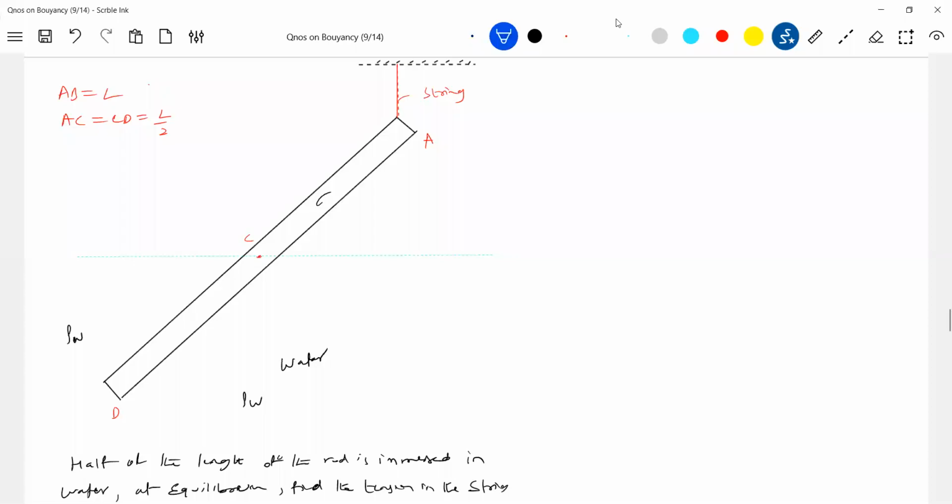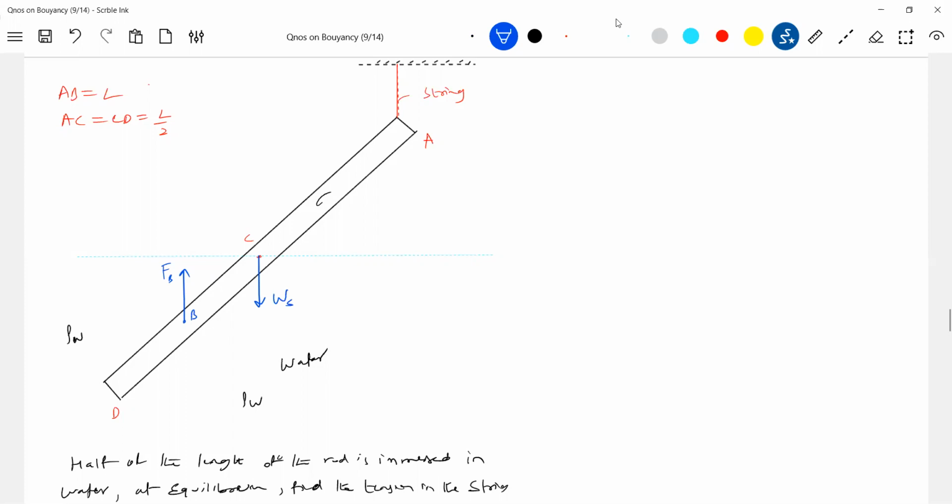Rod will act. The weight of the rod will act through this. So shall we put the weight of the rod? Where the buoyant force, you are going to show it. So this is a very important problem. The buoyant force, you have to show it here, at the midpoint, because you see half of the length of the rod is immersed.